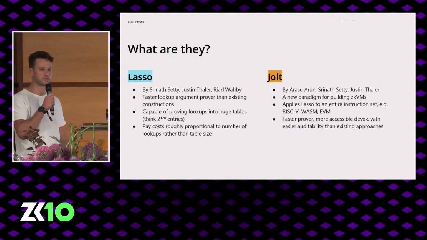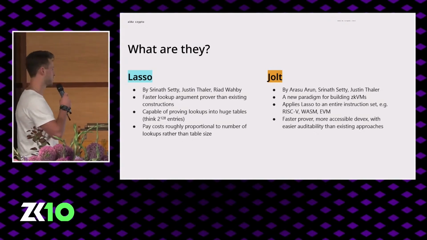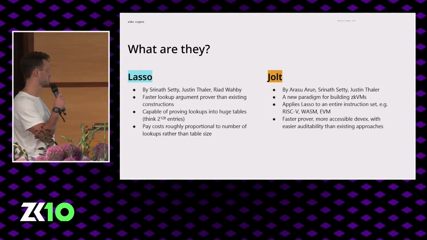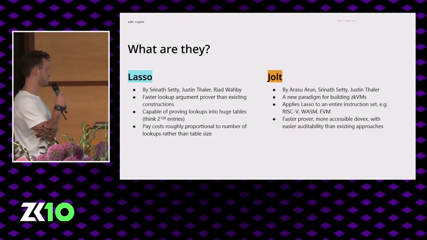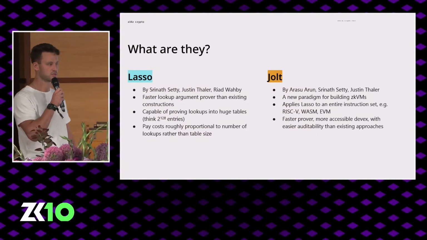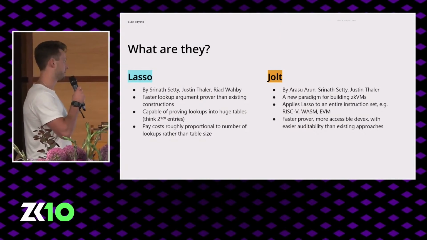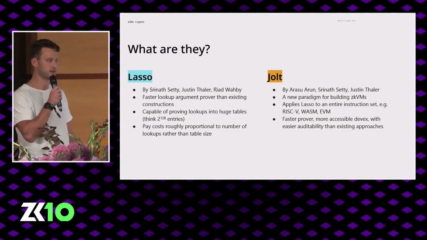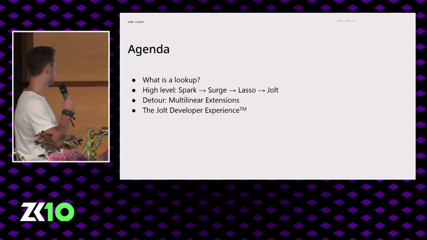Jolt is a closely related work which builds on top of Lasso. It was written by Arasu Arun, Srinath Sethi, and Justin Thaler. It provides a new paradigm for building ZK VMs. It applies Lasso to an entire instruction set, think RISC-V, WASM, or the EVM. It has a faster prover with more accessible DevX and easier auditability.